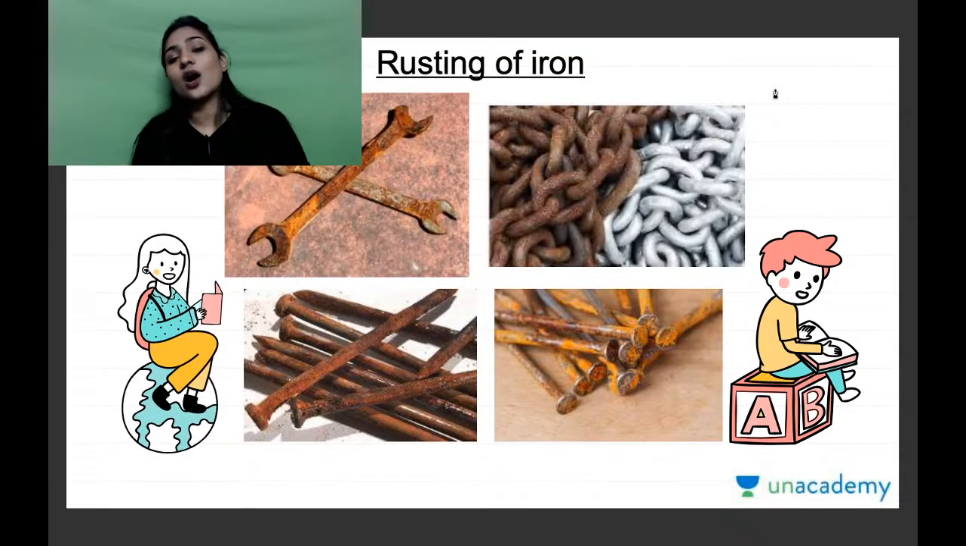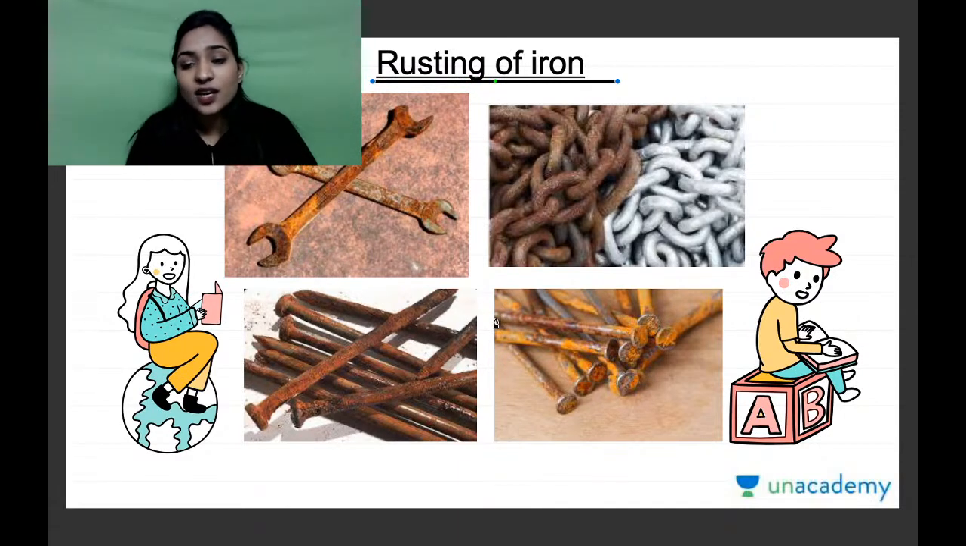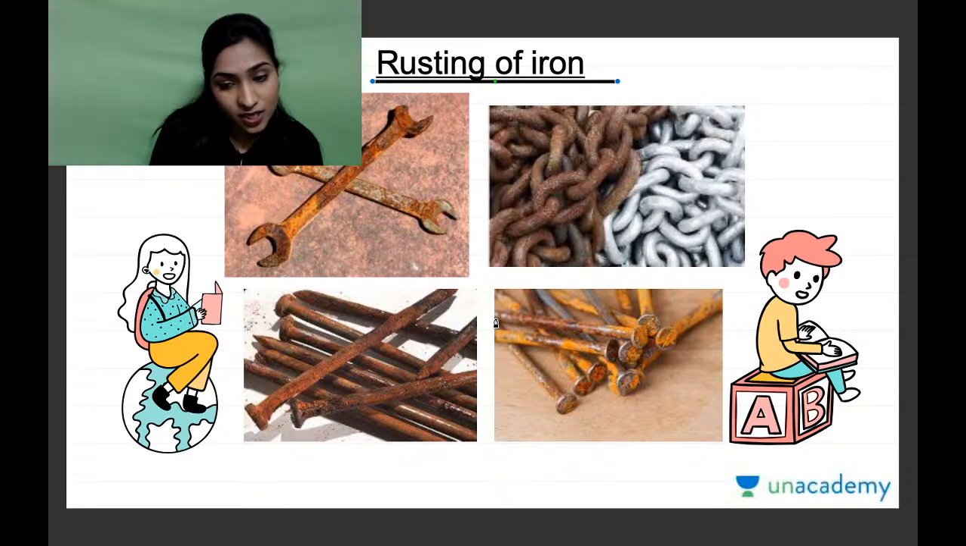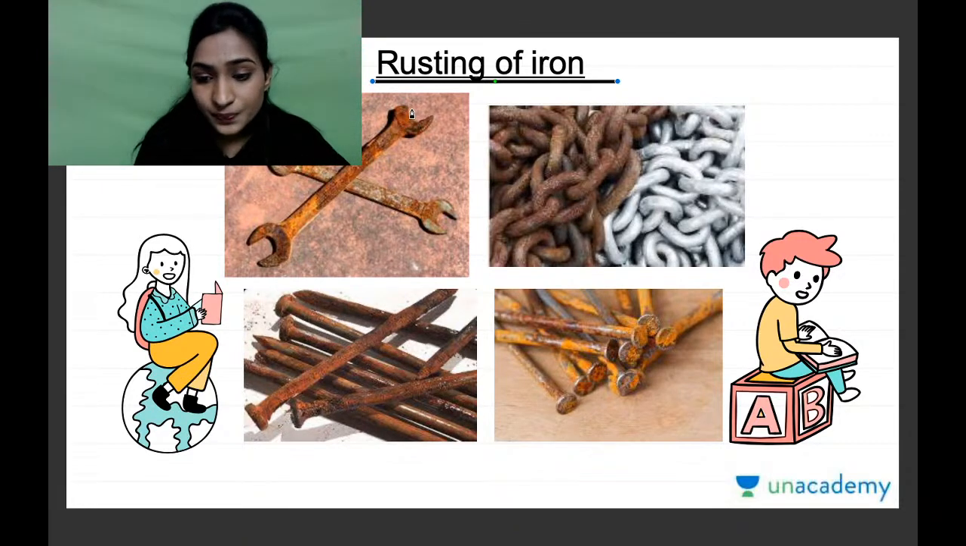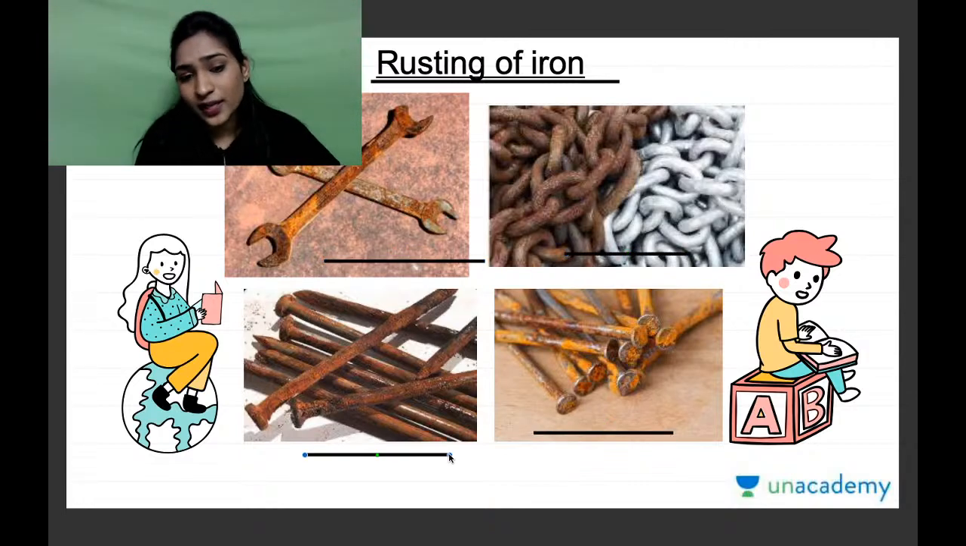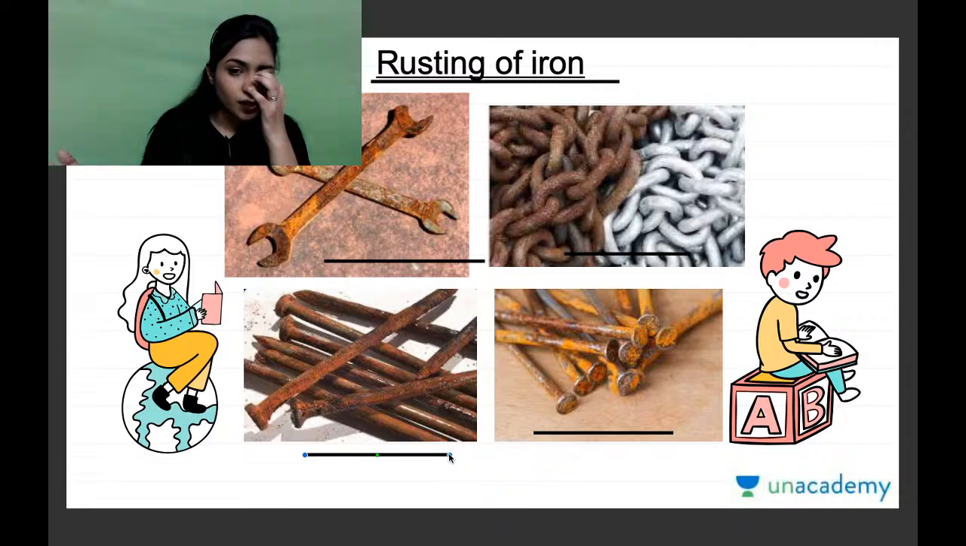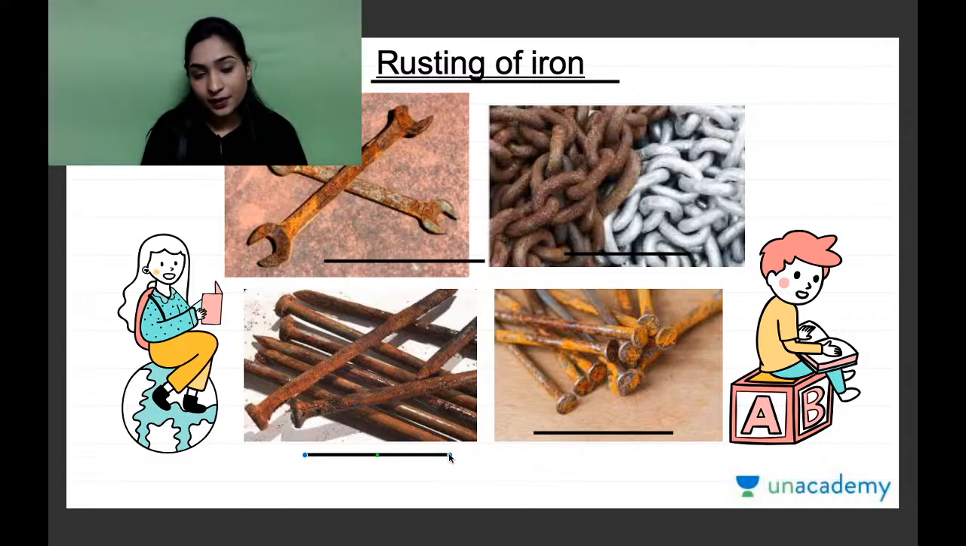Next, let's talk about rusting of iron. What change do you think is rusting of iron? Rusting of iron is a chemical change. Yes, correct. Because you can see this. You can see what kind of rust forms. Iron nails, all these types of iron products, get rusted. This is called rusting. If iron products are left outside in moisture for a long time, they get rust.